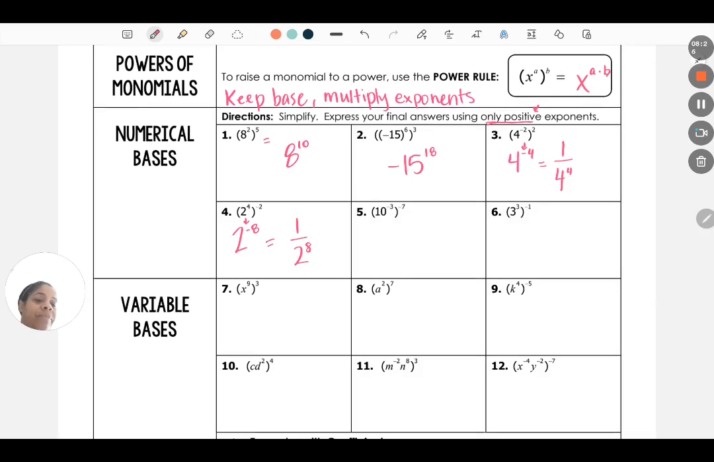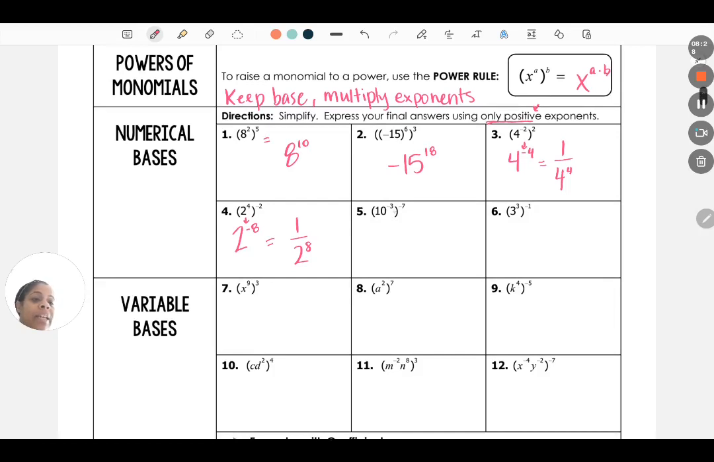All right. Let's keep going. We have 10 raised to the power of negative 3, and that raised to the power of negative 7. So 10 is going to stay my base. And 2 negatives multiplied together will give me a positive. So 3 times 7 is 21.